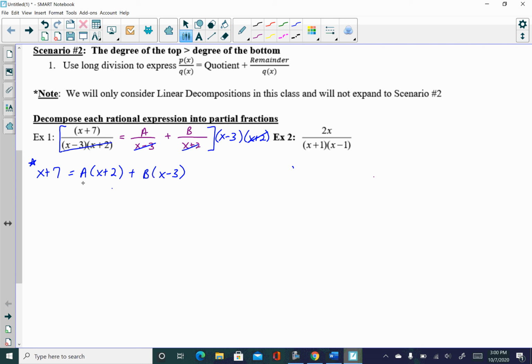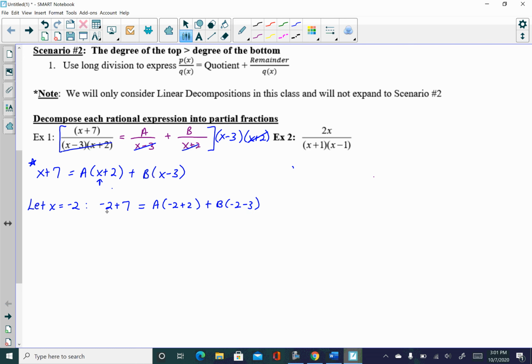So for example, if we focus on the A, what could I let this x equal right beside the A so that this parenthesis turned into a 0? And hopefully you would agree that I could let x equal -2. So that's exactly what we want to do. We want to let x equal -2. And by doing that, I'm going to this form that I've just started here. Everywhere we see an x, we're going to plug in -2. So I have -2 plus 7 equals A times -2 plus 2 plus B times -2 minus 3.